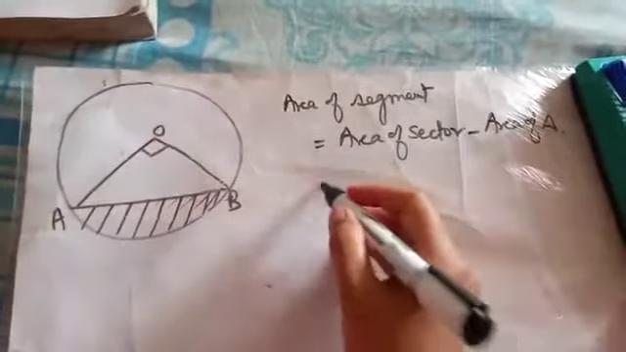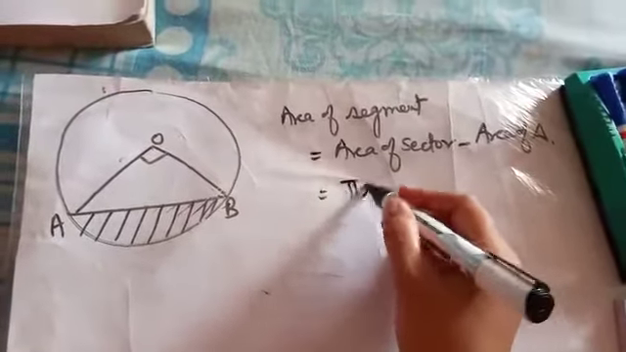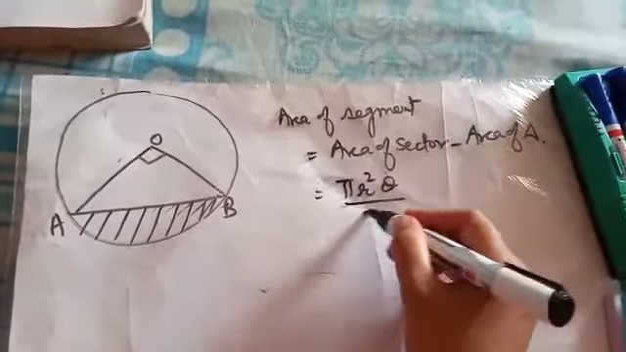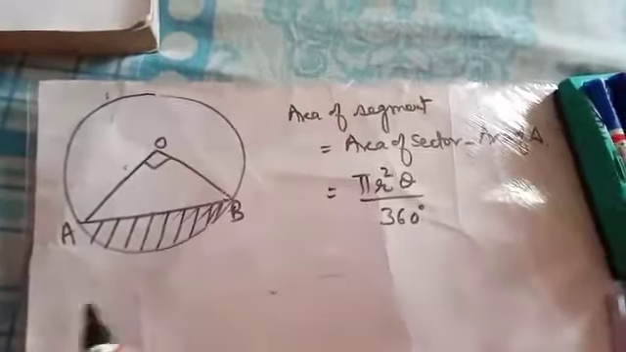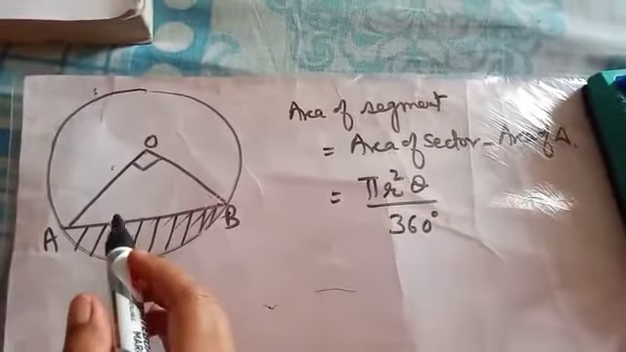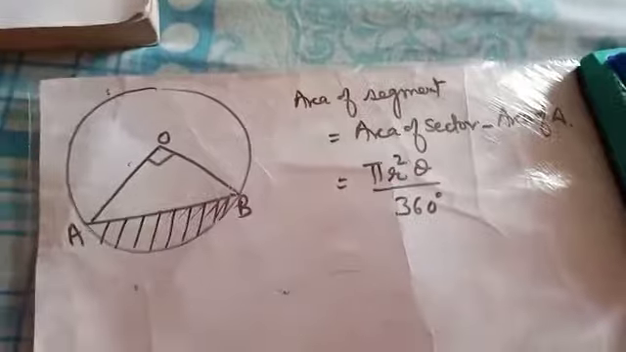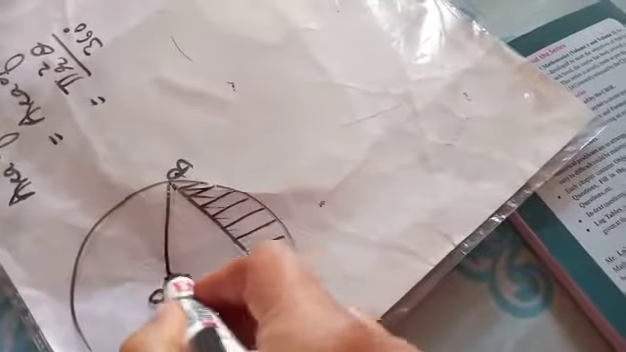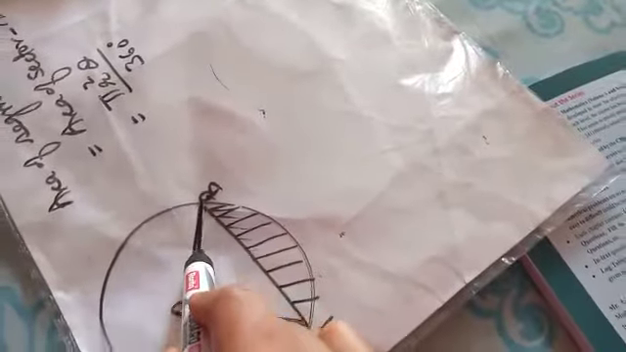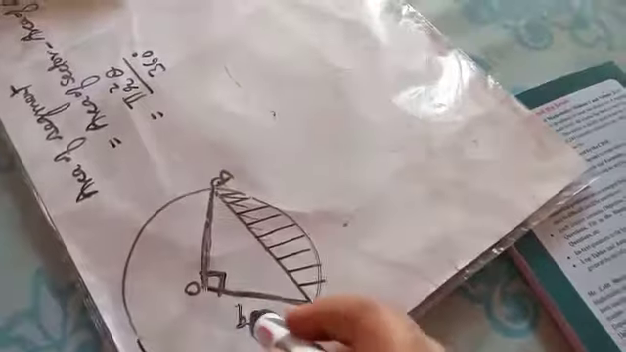Now what is area of sector? Area of sector is pi r square theta by 360. Now can you see which kind of triangle here it is? It is a right angle triangle. I'll just rotate this figure for you so that you are able to see it properly. This is 90-degree angle. So what is the base? OA is the base, and what is the height? OB is the height. This is the base, and what is this? This is the height. So this is a right angle triangle.